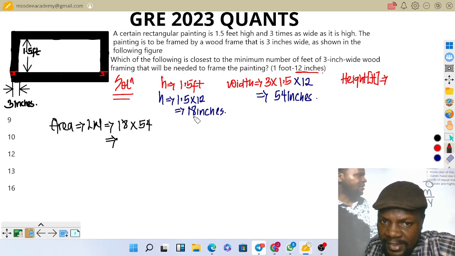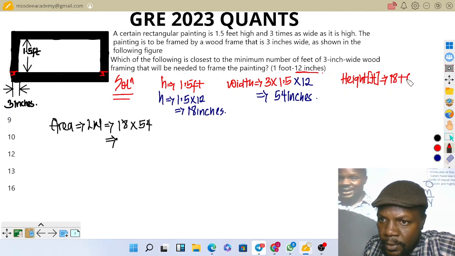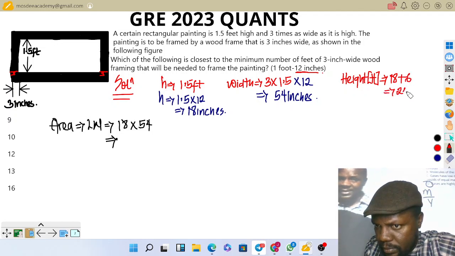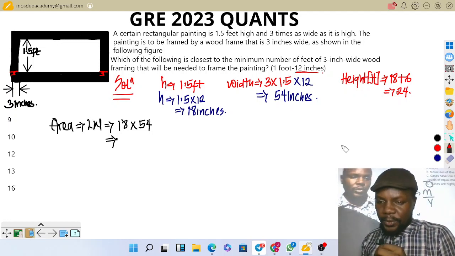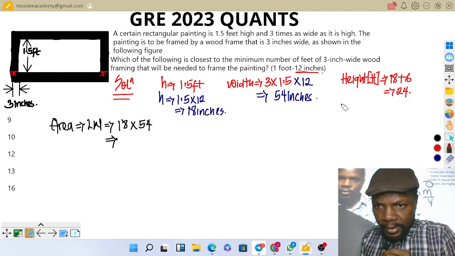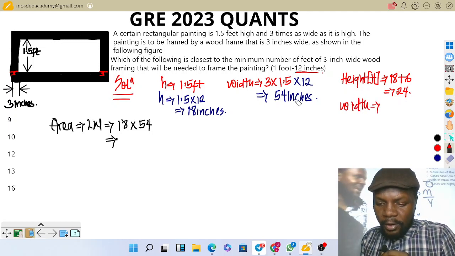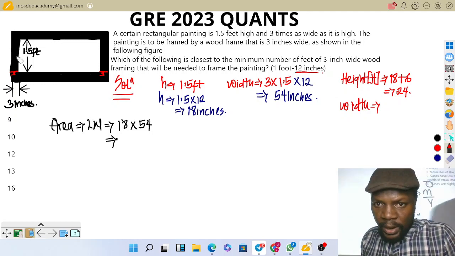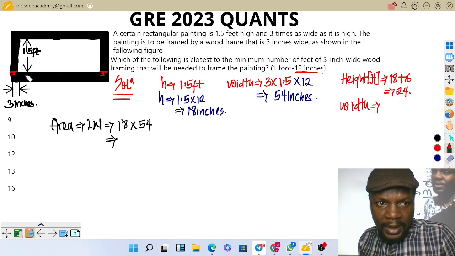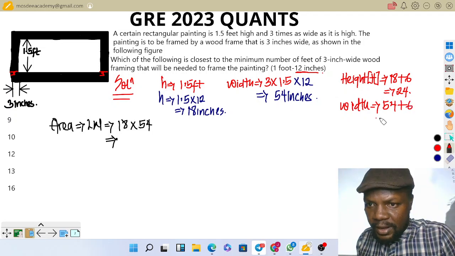Please note that this is 18 inches. So the height will now be 18 plus 6, that is 24. And if we look at the second one, the width initially was 54, and as you can see, the same thing happens to the width as well. It's extending by 3 inches. So we have 54 plus 6, and that will be 60.